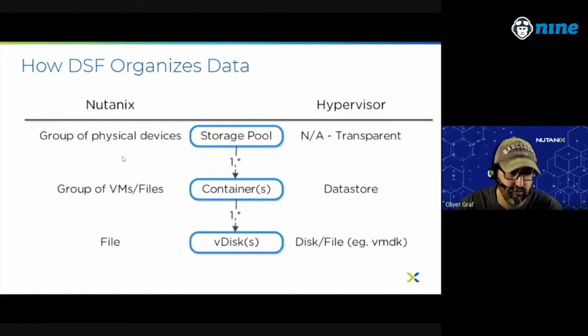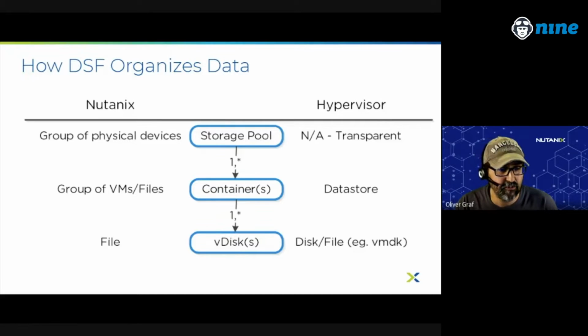To go a bit deeper, the DSF organizes the data through storage pools, storage containers, and vDisks. When you talk about the storage pool, that's a group of physical storage devices, including SSD and HDD devices across the entire cluster. The storage pool spans multiple Nutanix nodes and is expanded as the cluster scales out. Then we have the storage container.